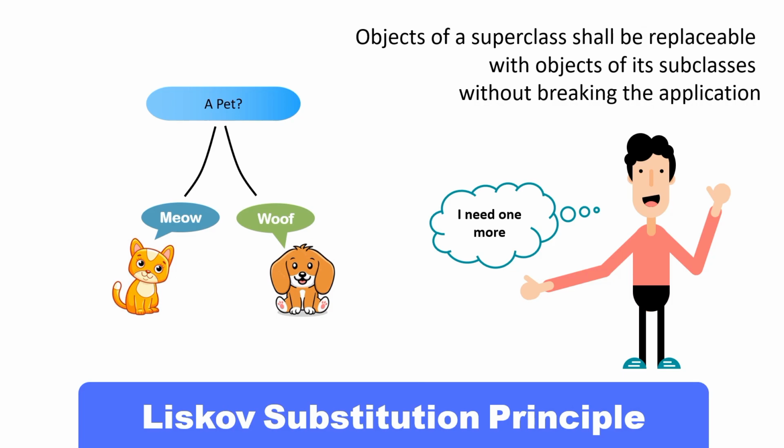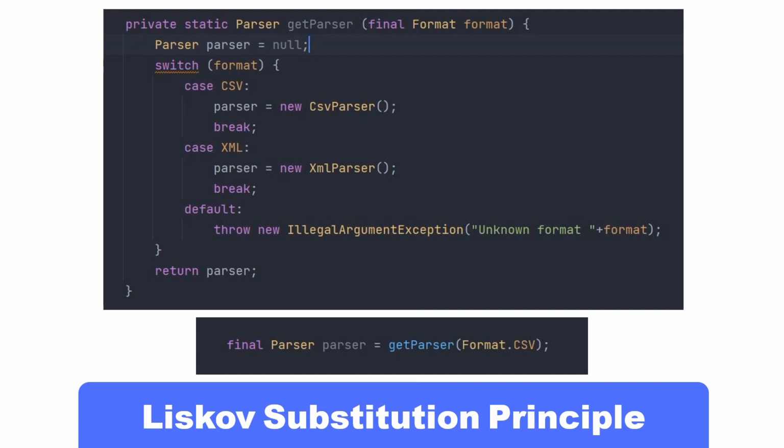Now let's see the LSP in action with the code example involving our parser class, the superclass, and its subclasses, CSV parser and XML parser. As we have learned, LSP states that objects of a superclass should be replaceable with objects of its subclasses without affecting the correctness of the program.